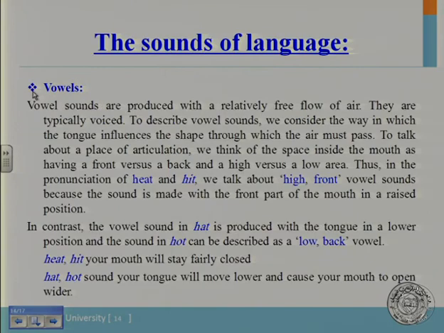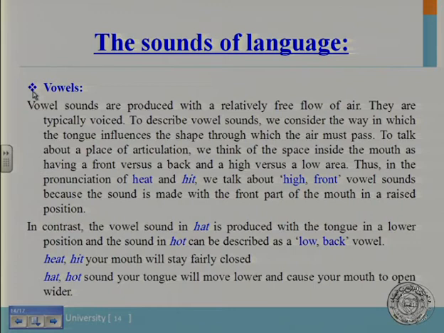Vowels. Now, vowel sounds are produced with a relatively free flow of air. And when we say vowels, it means that there are no articulators responsible. There is no place of articulation. They are also typically voiced. All vowels are voiced sounds.